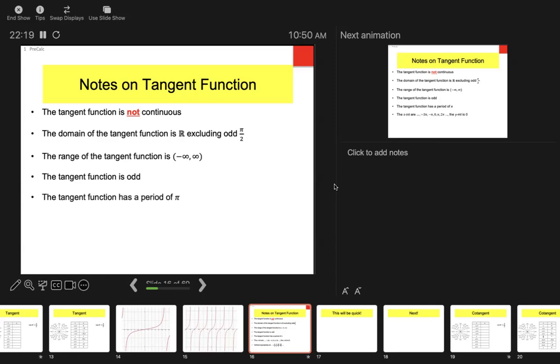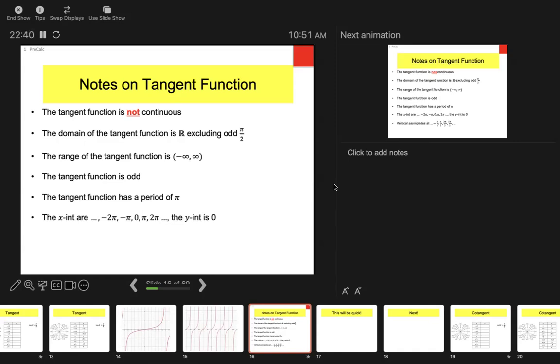It doesn't have a period of 2 pi. One complete cycle is done in pi, 180 degrees. But notice we're going to use from negative pi over 2 to positive pi over 2. That's 180 degrees. From negative 90 to positive 90 is 180 degrees. You get lots and lots and lots of x-intercepts.